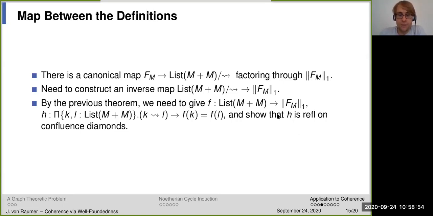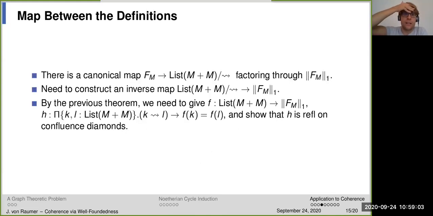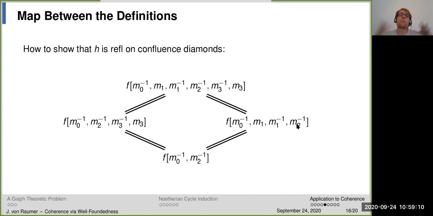So at that point, showing that H is refl on confluence diamonds is much easier than showing that H is refl on arbitrary cycles. And basically, filling the local confluence diamonds is a three-dimensional coherence problem. Maybe it's not too easy to put on slides, but let's try to illustrate it in the following way. Let's take the same lists again, where we have these two opportunities of reducing, and the equalities here are given by various applications of H.